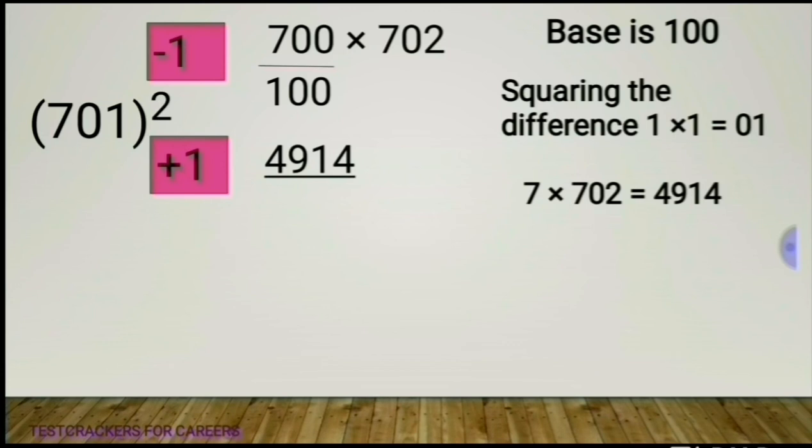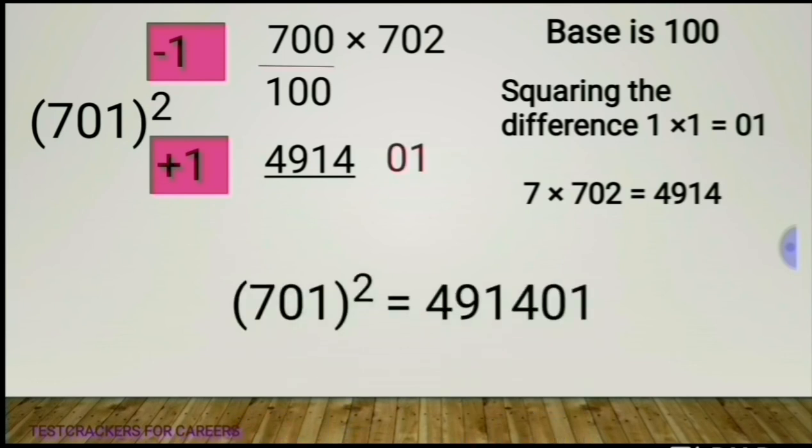Since the base is 100, we can write 2 digits in the second part. But the square of the difference 1 is 1. So we make it a double digit by adding 0 before 1, and we write 01 next to 4914. 701 squared is equal to 491401.